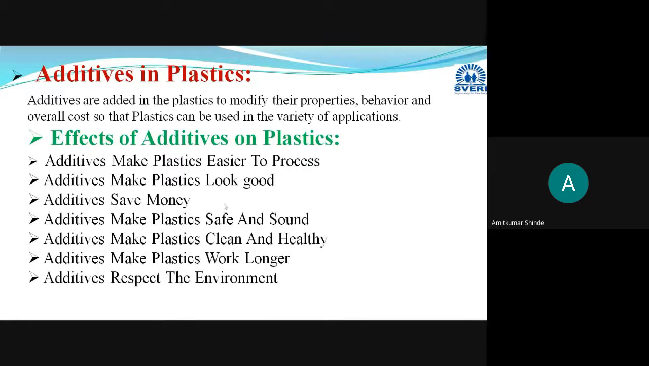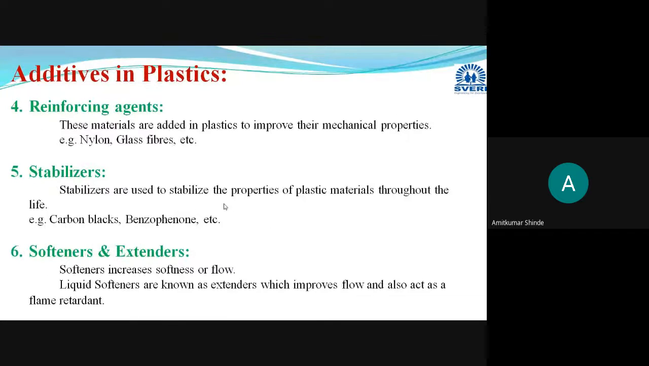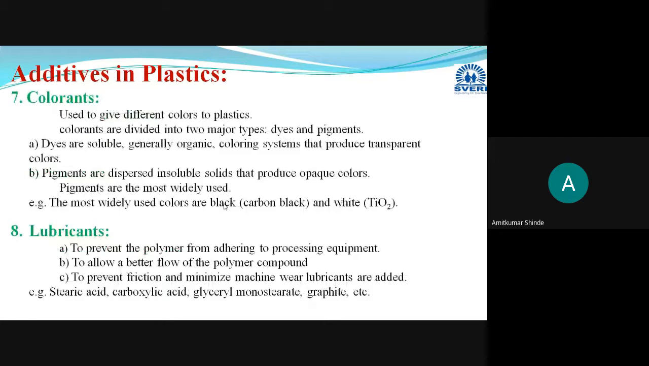After this comparison, we discussed additives in the plastics: why we are adding the additives, what is the function of the additives, and what will be the effect of their addition on the plastic material. Different additives used in plastics include plasticizers, fillers, flame retardants, reinforcing agents, stabilizers, softeners, extenders, colorants, and lubricants. It will not be that only eight additives are there; there are a number of additives. I have just collected some important additives which have important functions.